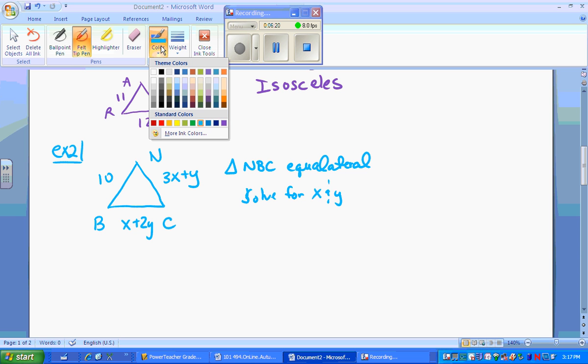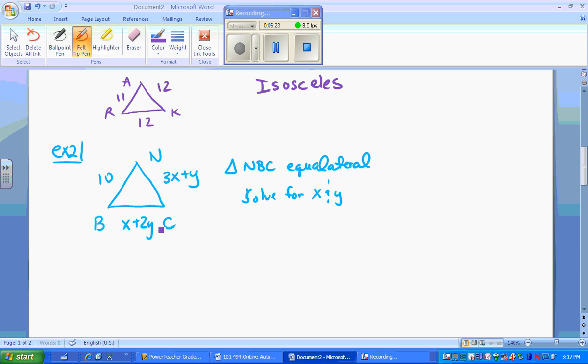All right, well, looking at it, what do you notice? You notice that this statement here has an x and a y, so does this one. So when you see a statement having an x and a y, you know it is a system. So we're going to set 3x plus y equal to 10 because you know it's equilateral, so all the sides are congruent. The other equation would be x plus 2y equals 10. There's the system we have set up.